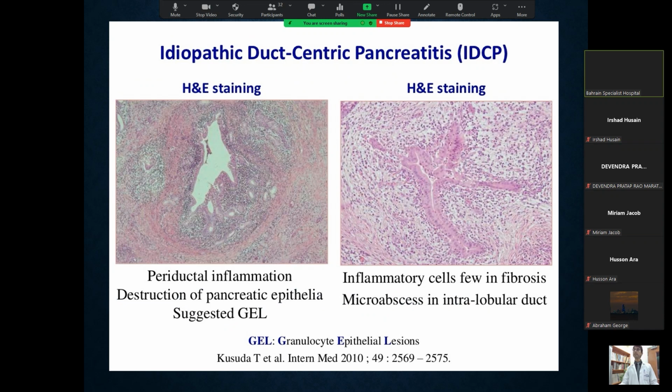In type 2, we definitely need a biopsy to diagnose. However, type 1 can be diagnosed with other parameters also. This is an image of idiopathic duct-centric pancreatitis, which shows heavy infiltration of inflammatory cells, lymphoplasmacytic infiltration. It's inflammatory cells in the fibrosis, which leads to these fibers.